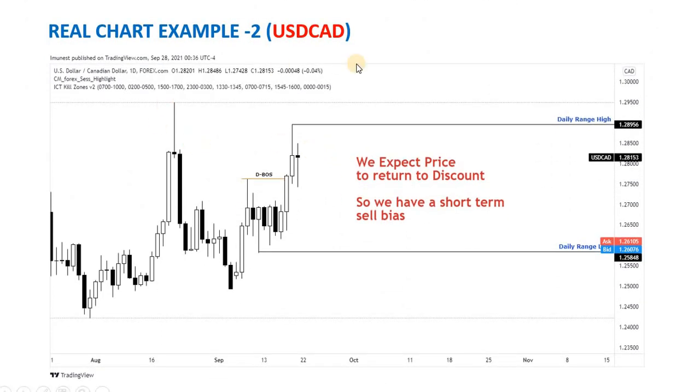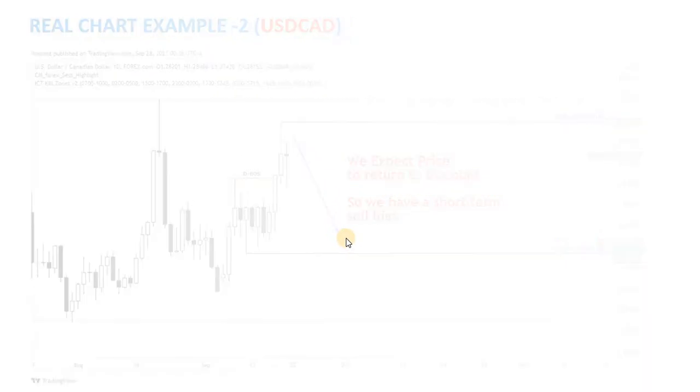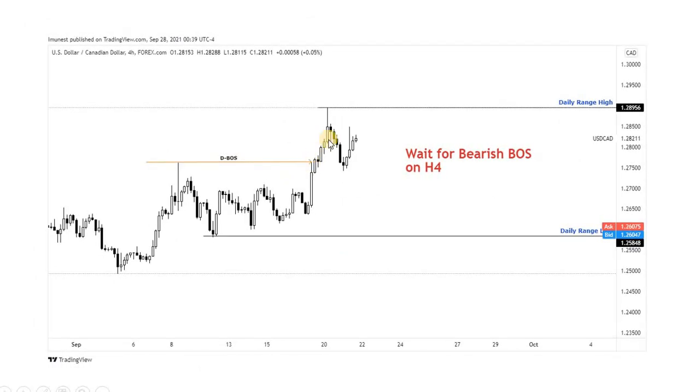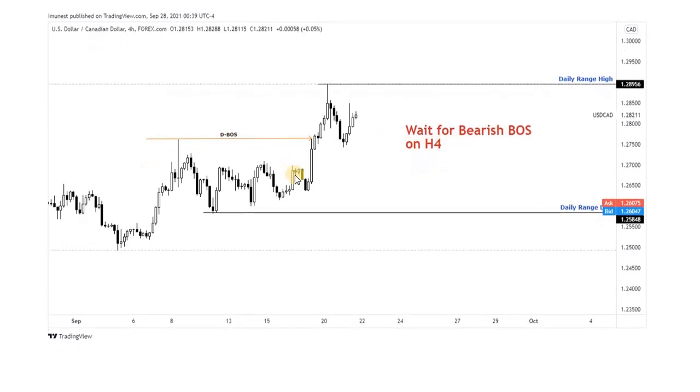The next example we are going to be looking at quickly is the USD CAD example. Now we are on the daily time frame. We expect price to return to discount, so we have a short-term sell bias. This is what we expect price to do. On the 4-hour time frame, this is what price is doing. We now wait for bearish break of structure on the 4-hour time frame. This is the daily break of structure.